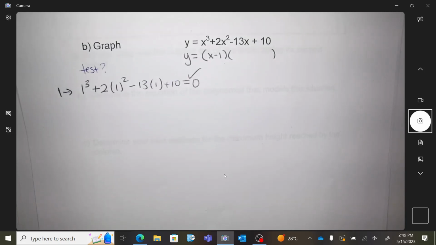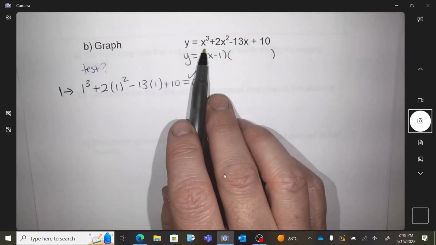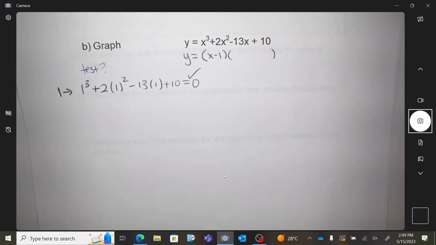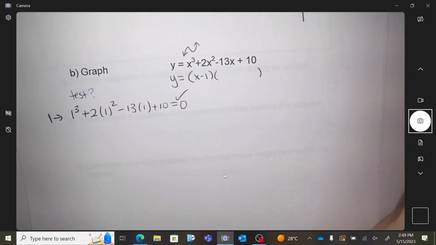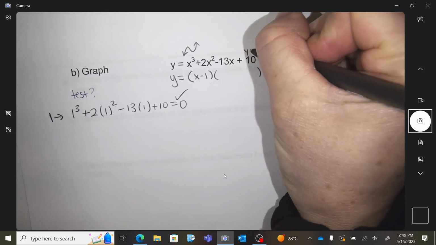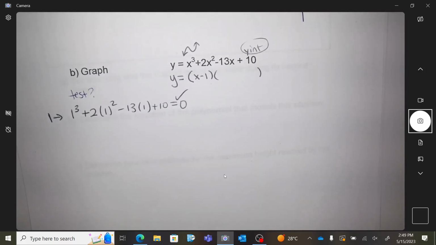Okay, let's talk about what else we know. What's the shape? What's the y-intercept? We can do those fast again. Shape, cubic, x cubed, so there's an n, y-intercept, 10.